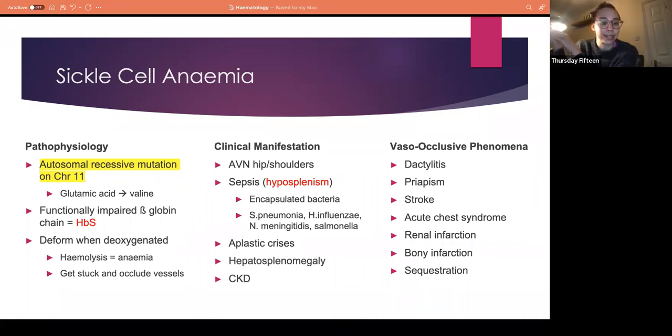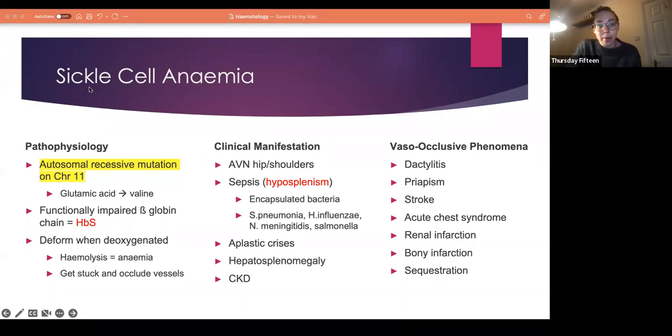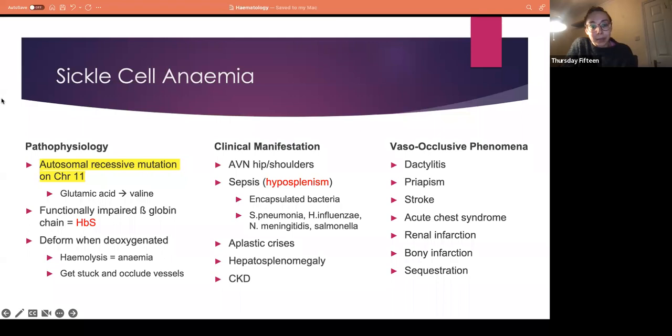It deforms when it's deoxygenated, and so your immune system will identify it and break it down, which makes you anemic. It can also get stuck in your smaller vessels and occlude them, so you end up having these vaso-occlusive crises. It manifests in lots of different ways: avascular necrosis of your hips and shoulders, and sepsis, because you're hyposplenic, so you're not as good at fighting off encapsulated bacteria. That's things like Streptococcus pneumoniae, Haemophilus influenzae, Neisseria meningitidis, and Salmonella.